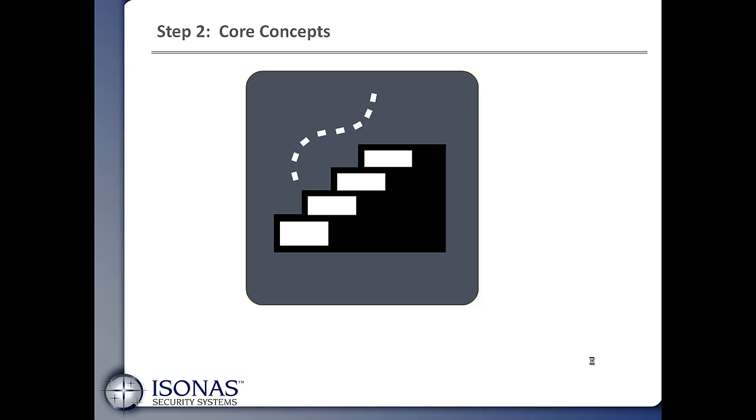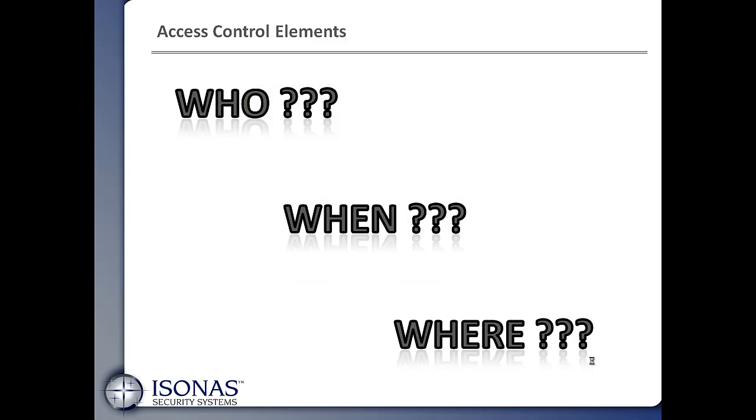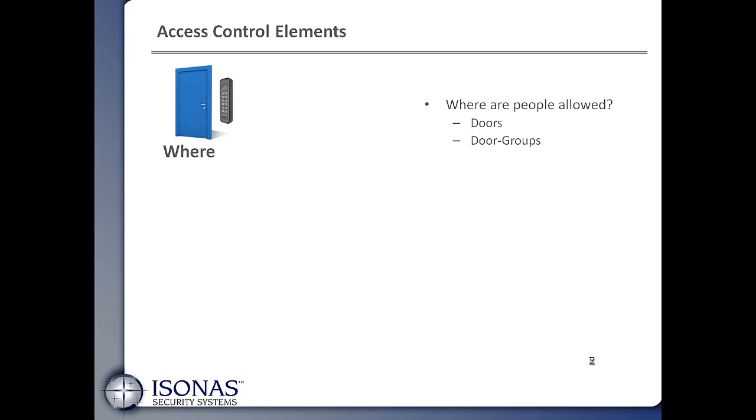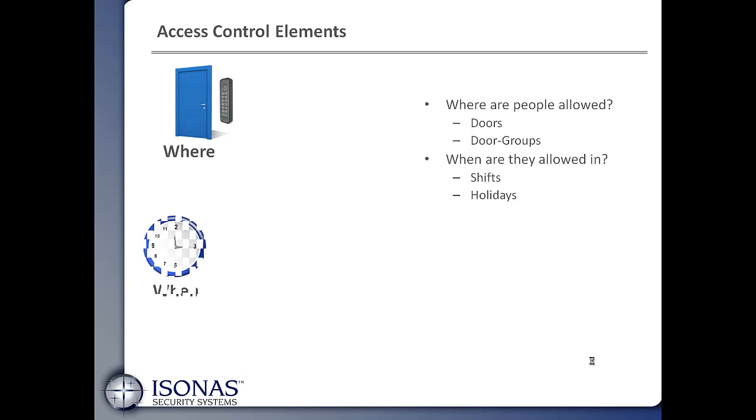Step 2. Review a few core concepts used by the Crystal Matrix software package. When configuring the access control system, 3 questions need to be answered. Who is being allowed in? When can they come in? And where are they allowed to go? To address the where question, the software uses the concept of doors and door groups. The when question is addressed with shifts.